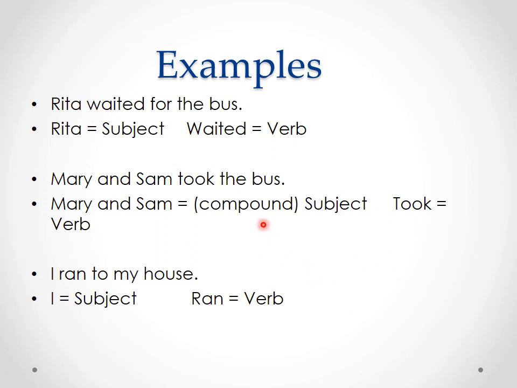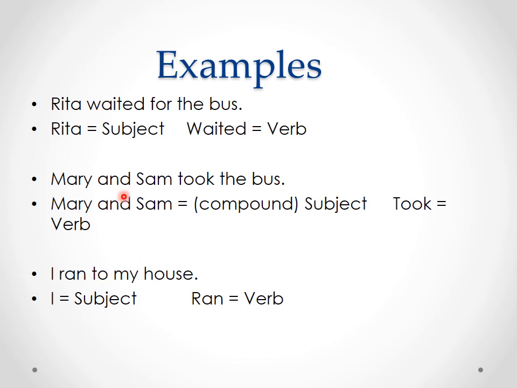In the first and third examples, Rita waited for the bus. Rita is the subject and waited is the verb. I'll tell you about the second one after this third one. I ran to my house. I is the subject. Ran is the verb. So in the first and third examples, there is only one subject.